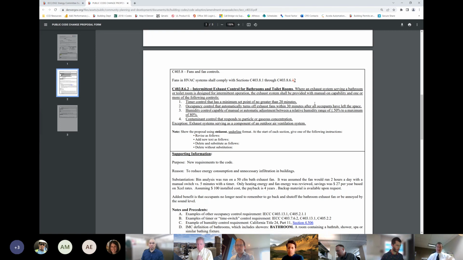Without a formal vote on that, does anybody have an objection to that idea? That change. That's fine with me. So the two things that I've heard in summary are updating the language here to say with manual or automatic on capability, and then deleting item number 4 for contaminant control. Are there any other questions or comments to discuss on this particular item?